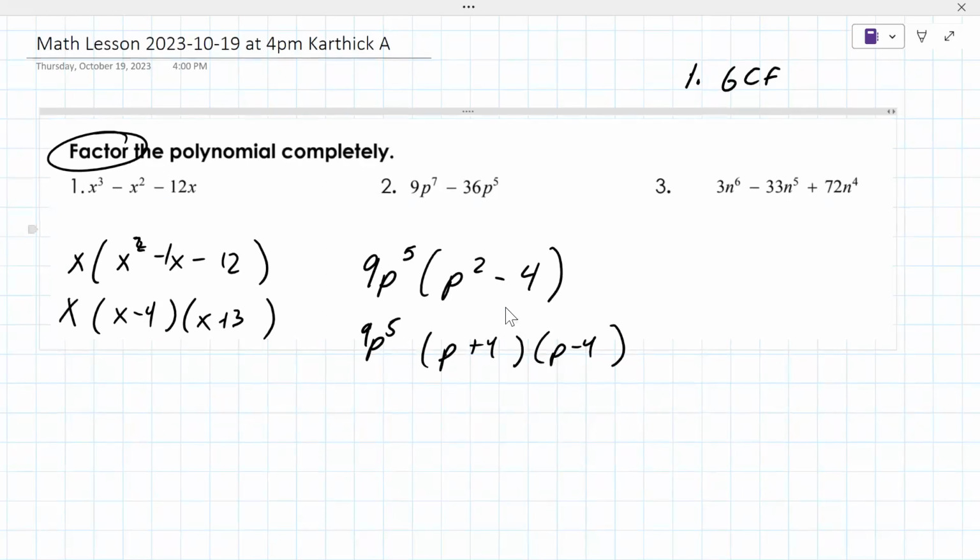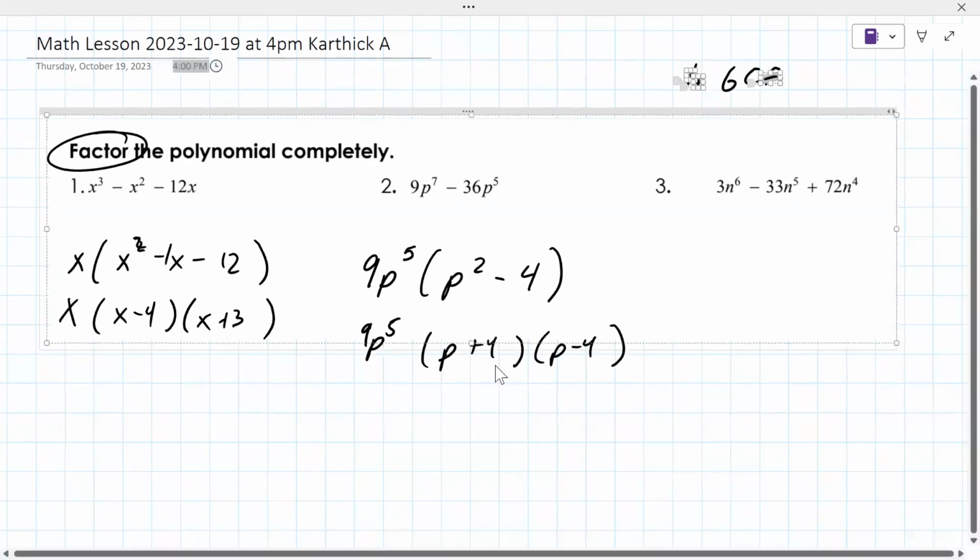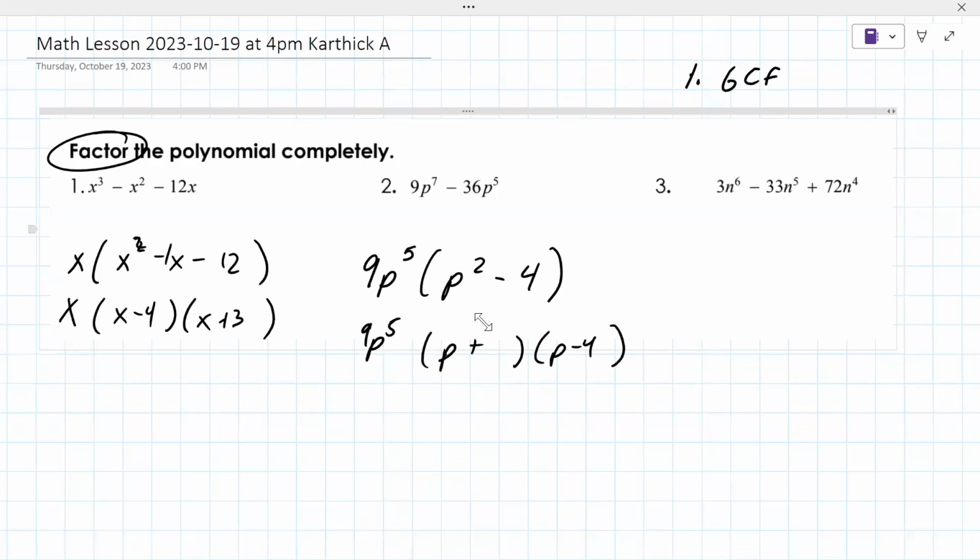Why did you put P and P? Because it's the square root of P squared. You've got to take the square root of 4. Oh yeah, that's right. Then it'd be the difference of squares, p plus 2. Yeah, because it's technically 2 squared.